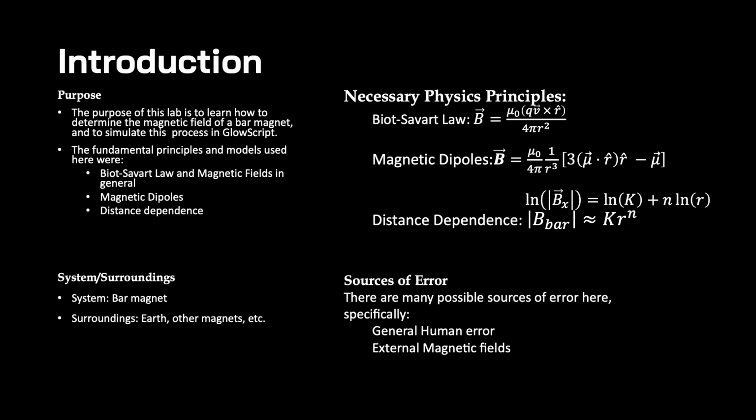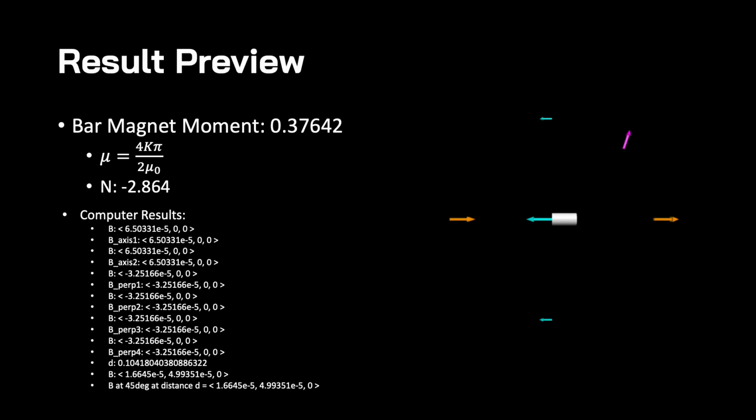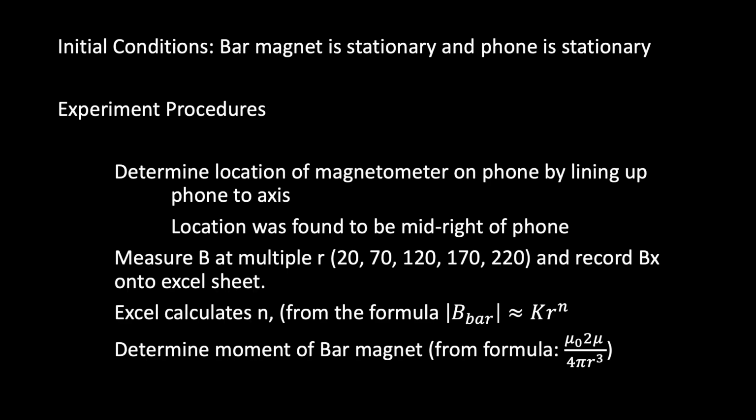the magnetic moment. There are very many sources of error here, but the big two are general human error. I'm not perfect. I did some things wrong. And the external magnetic fields. I did this in a room with other devices, which meant there were definitely other magnetic fields that could have interfered and possibly did interfere, causing the difference in data that we'll see later. I calculated the moment to be 0.37642 with a slope of negative 2.864. And then we can see the computer results there, and we'll get to the comparison in just a minute.